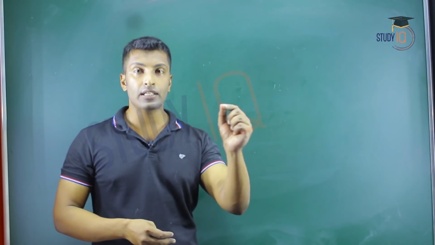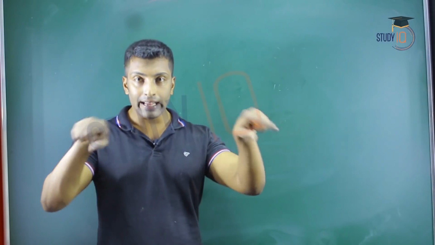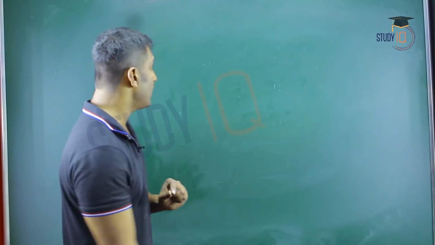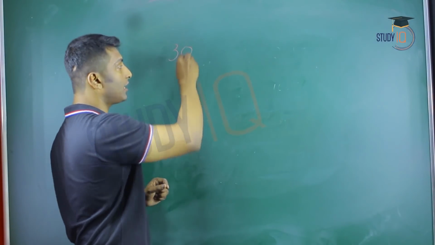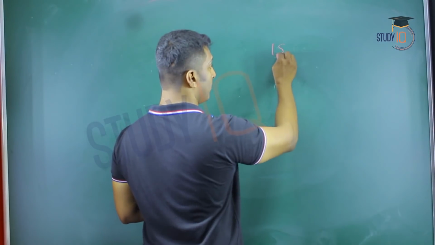Out of 30 students, 20 are boys and 10 are girls. Okay, 20 boys and 10 girls in a classroom. Now what I'll do is I'll give you the average weight of the boys. Let's say the average weight of the boys is 30. The average of the girls, let's say, is 15.